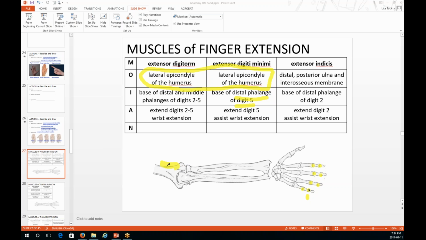And then we have extensor indici. It's on the distal posterior ulna and on the interosseous membrane. And it goes to the base of the distal phalange of the second digit, which is your index finger. So it crosses over. So their job is to extend the digits. So your index finger and your pinky finger get an extra little helper muscle there. And the thumb we're going to talk about separately because it gets its own muscles.